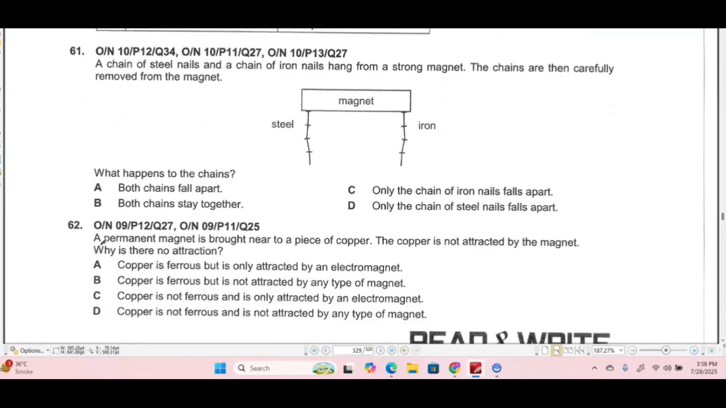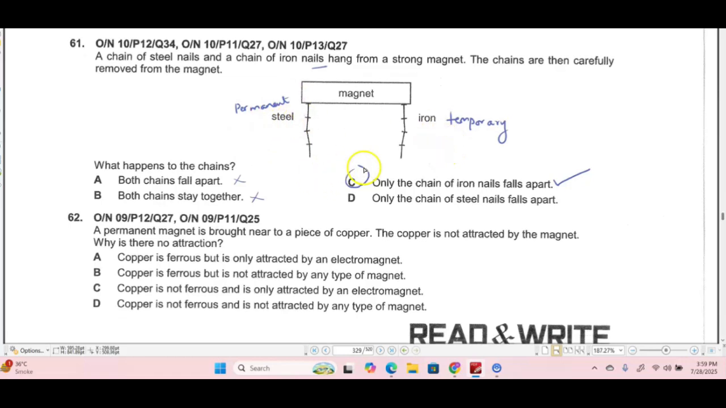Okay, question number 61. A chain of steel nails and a chain of iron nails hang from a strong magnet. The chains are then carefully removed from the magnet. What happens to the chains? Both chains fall apart? No. Both chains stay together? No. Only the chain with the iron nails falls apart. Yes, this is correct because iron is a temporary magnet and steel is a permanent magnet. So this is going to stay together and this is going to fall down. So the answer to 61 is C.